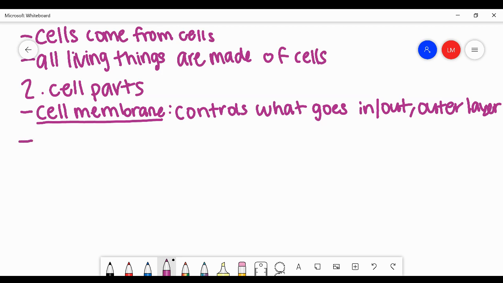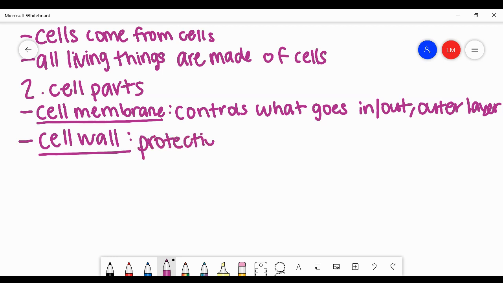Only some cells have a cell wall. The cell wall is there for protection. And for cells that have a cell wall, it is outside of the cell membrane, which I will abbreviate CM.